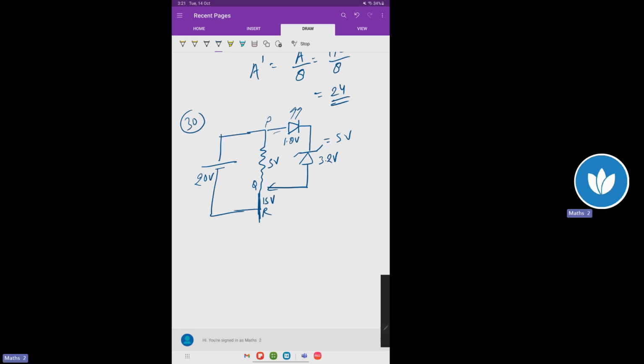The length of the resistive wire is 20 centimeter. This is 20 centimeter. The minimum length of PQ to just glow the LED. So total length is 20 centimeter and total voltage is 20 volt. So this length becomes 5 centimeter. PQ length is 5 centimeter.